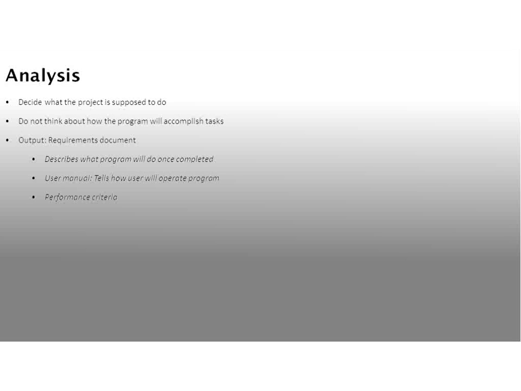Now during the analysis phase, you have to decide what is the objective of your project. So you have to think about its requirements. And you need not think about the program or coding. Don't think about the program at this stage. Just think about the requirements of your project. So the output of this phase will be a requirement document. And that requirement document will contain these 3 important things.